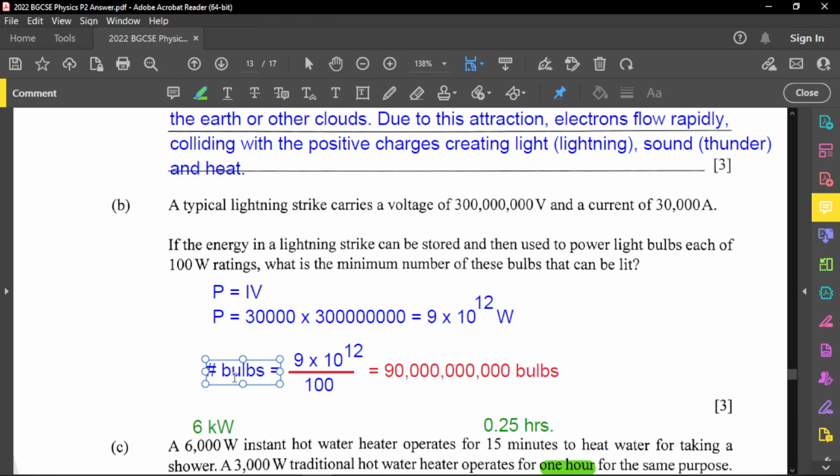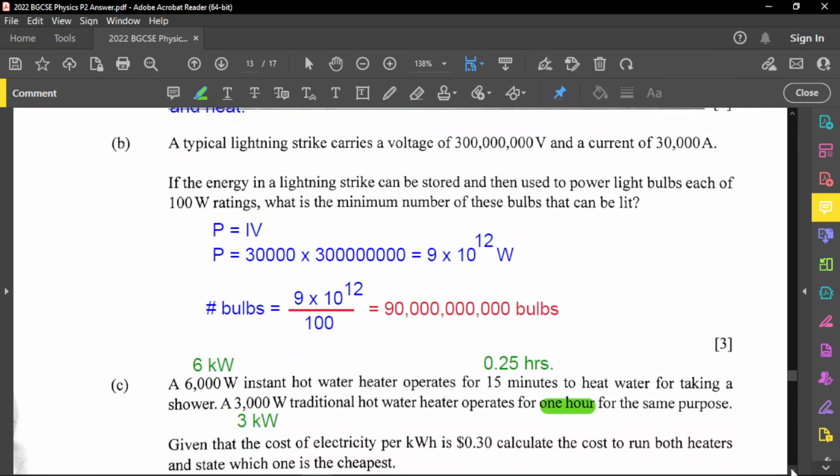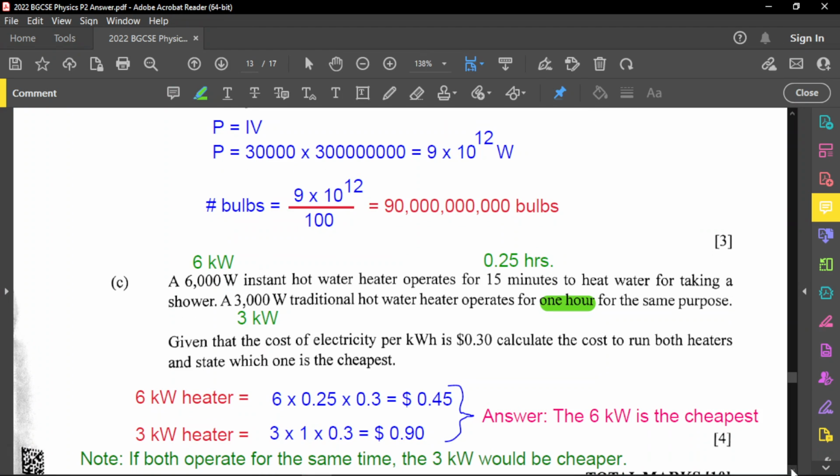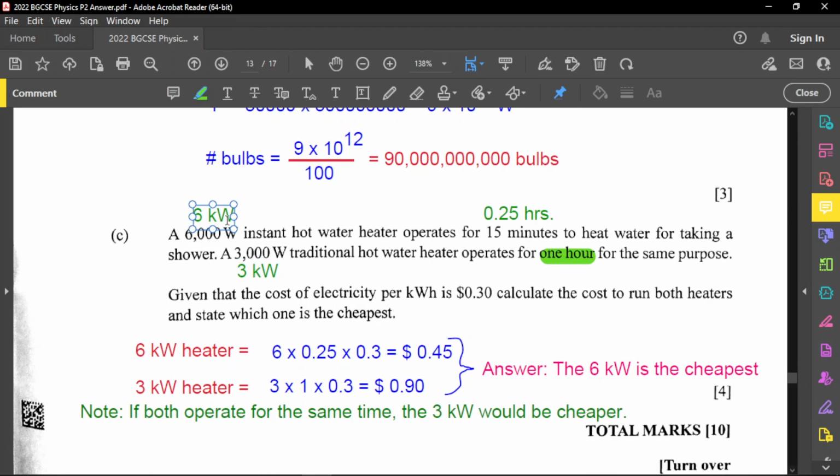And so for the number of bulbs, it's going to be the total wattage that we calculate here, which is 9 times 10 to the 12 divided by 100 for each. And so what we're going to get here is 90 billion bulbs. All right, that would be awesome if we could really use the energy from lightning, but that's going to be dangerous and difficult.